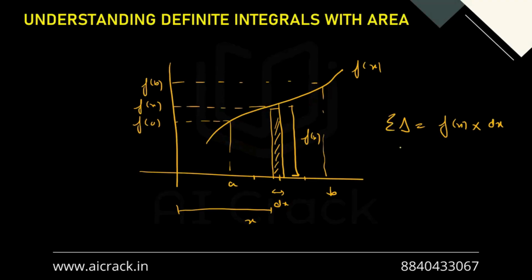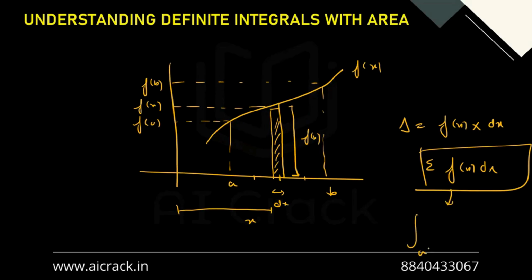Now, if we do the summation over here, summation f(x) dx, we'll be able to find out the area of all these strips, and we are summing them up. So that would give us the entire area for this particular region, right? Now, when we apply limit over here, basically we are making dx so small that it is approaching 0. In that case, we can write this as integral a to b f(x) dx, right? So that is the significance of integral f(x) dx from a to b. Basically, it's the area under the curve.